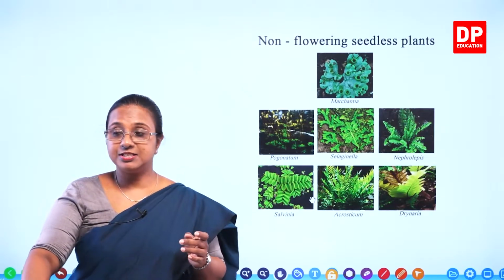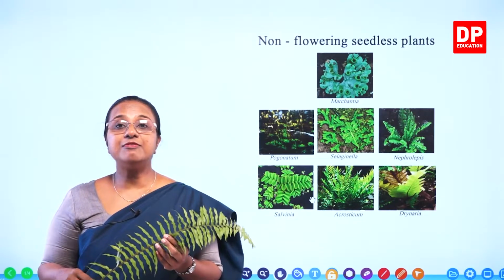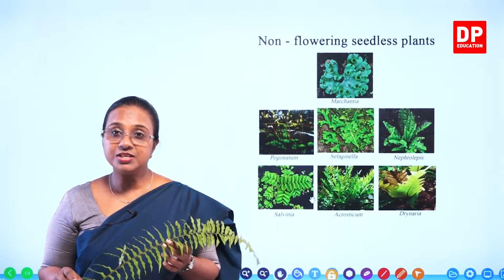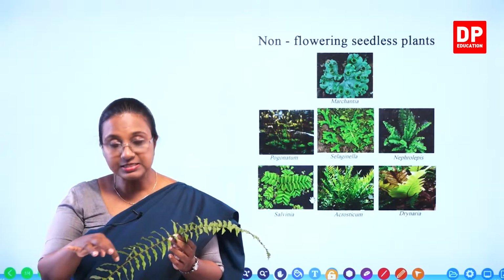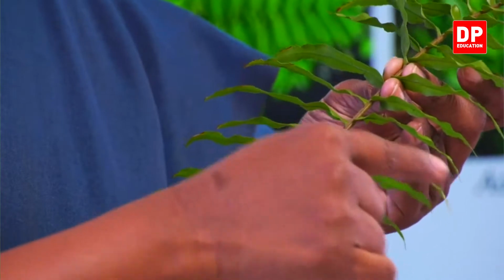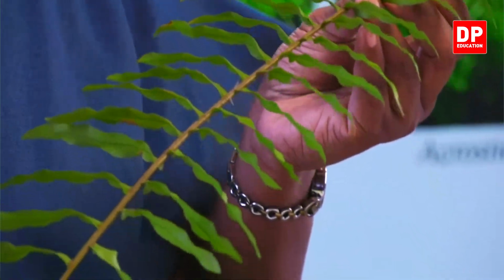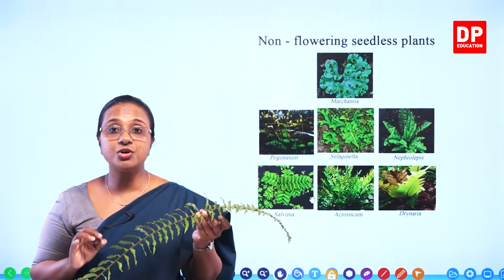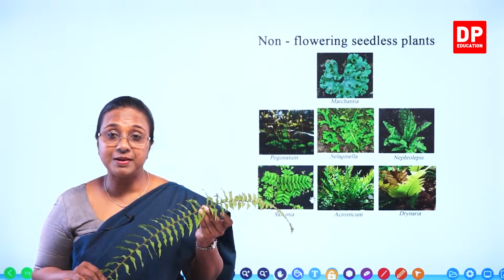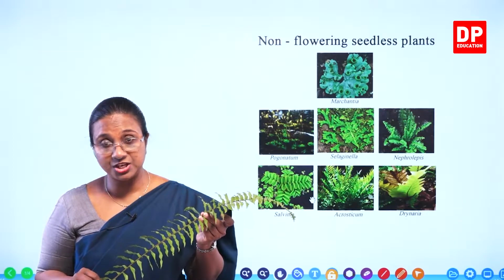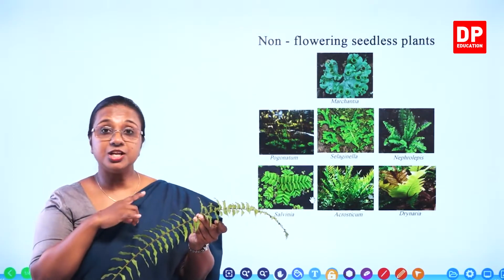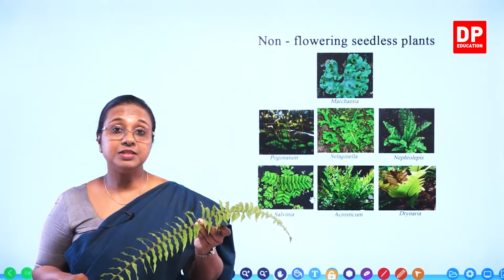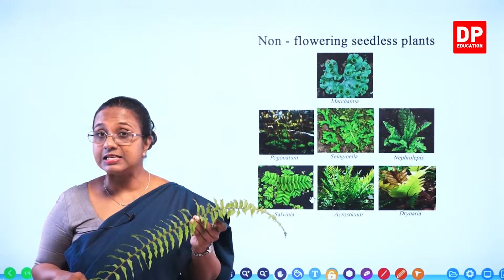Here you can see, students, this is a Nephrolepis plant. Can you all see the plant? Here you can see the stem of Nephrolepis and you can see the leaves. So you can see there is a tissue differentiation. They will have the roots also. So this is a fern type plant with tissue differentiation. But you all know Marchantia that is shown in the diagram, that is a thallus structure.